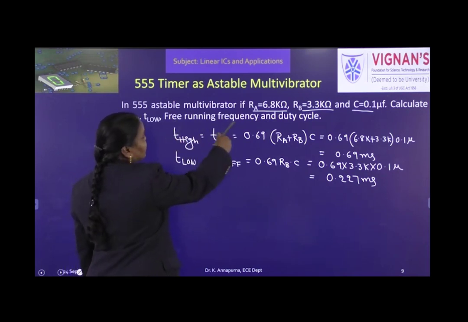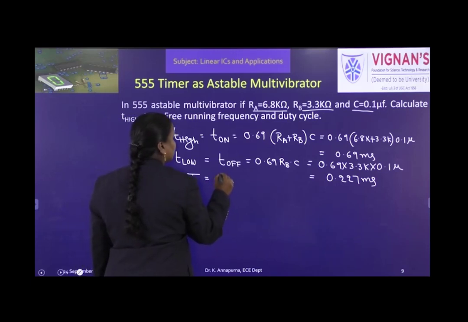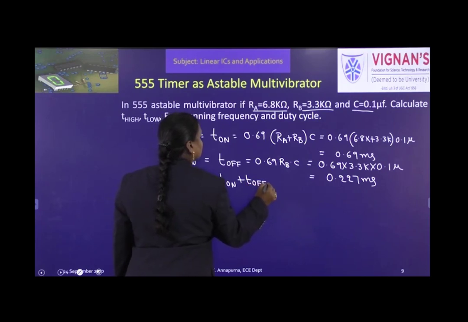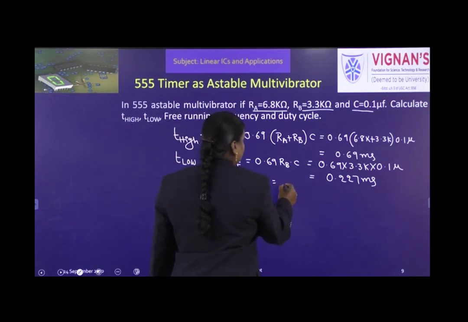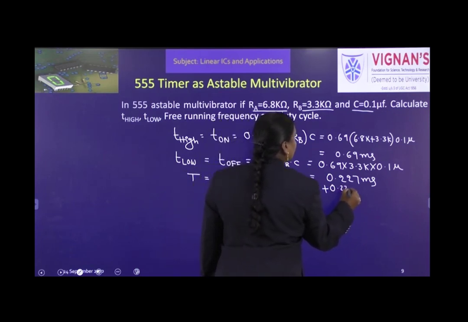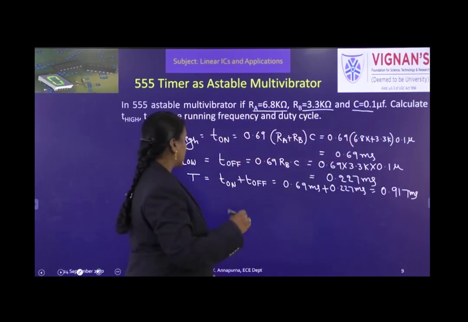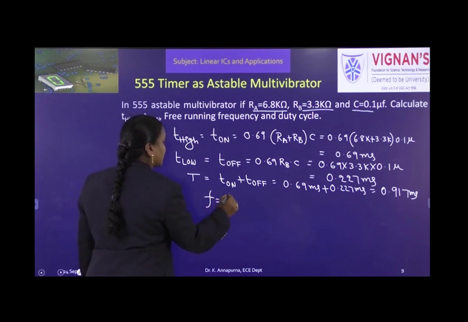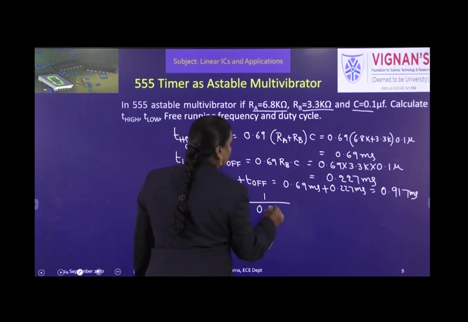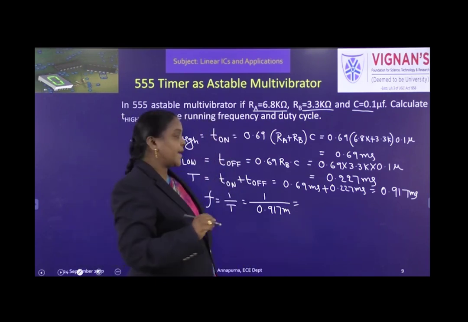And then the free running frequency. To find the frequency, first let us find the time period. It is T on plus T off. So it is 0.69 milliseconds plus 0.227 milliseconds. How much? 0.917 milliseconds. Now what is the free running frequency? It is 1 by time period. So 1 by 0.917 milli. How much? 1.08 kilohertz.